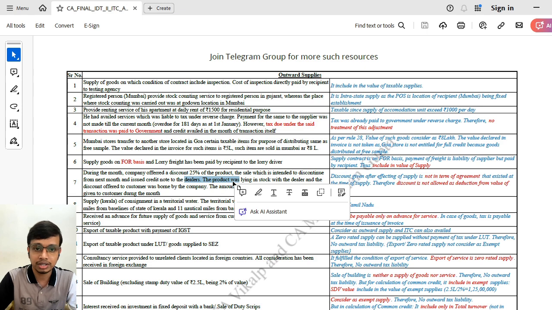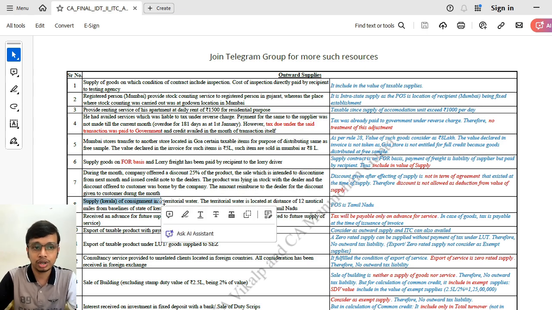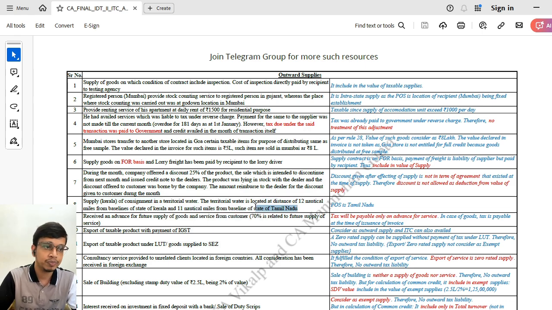so we cannot deduct discount from the outward liability. Eighth point, supply of goods through territorial water, and territorial water is at a distance of 12 nautical miles from Kerala, 11 nautical miles from Tamil Nadu. In such case we have to consider which is the lesser distance. Like in this case 11 nautical miles from Tamil Nadu is the lesser distance from the supply of goods, so we have to consider Tamil Nadu as the place of supply.